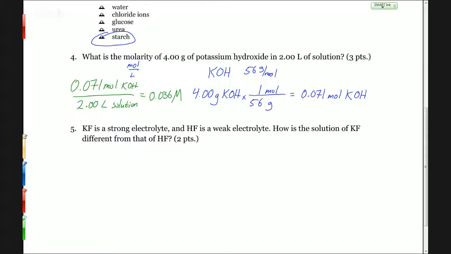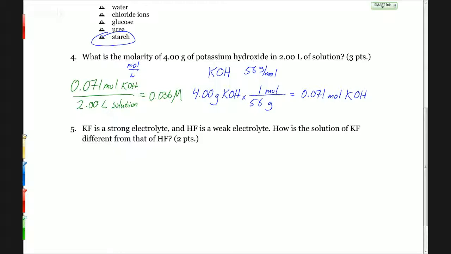The last one, KF is a strong electrolyte and HF is a weak electrolyte. How is the solution of KF different from that of HF? So what's different in solution for KF versus HF? Yeah, so how's that? That's correct. So how does that manifest itself in solution? What does it mean to be a strong electrolyte? It dissociates. Right, it dissociates. So in water, you're going to have individual ions in solution because the KF is broken apart in solution.